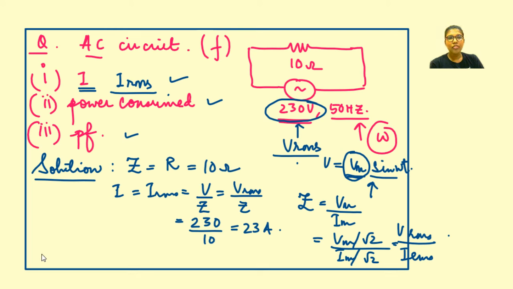Now next is power consumed. Now we already know one thing, that if a resistor is involved in a circuit, then the work done is real. By work done it means the power consumed is real. This power consumed is real. And how is it given as? It is given as V into I, which will come out to be 230 into 23.